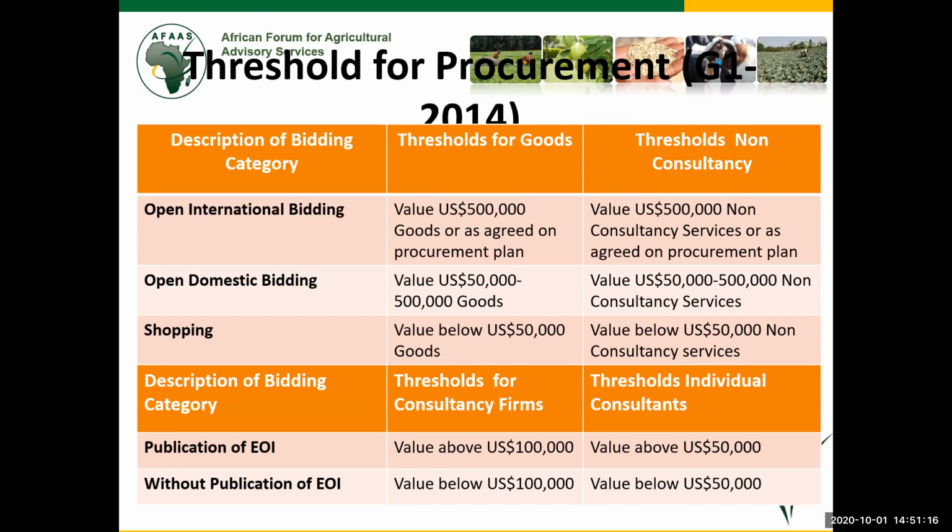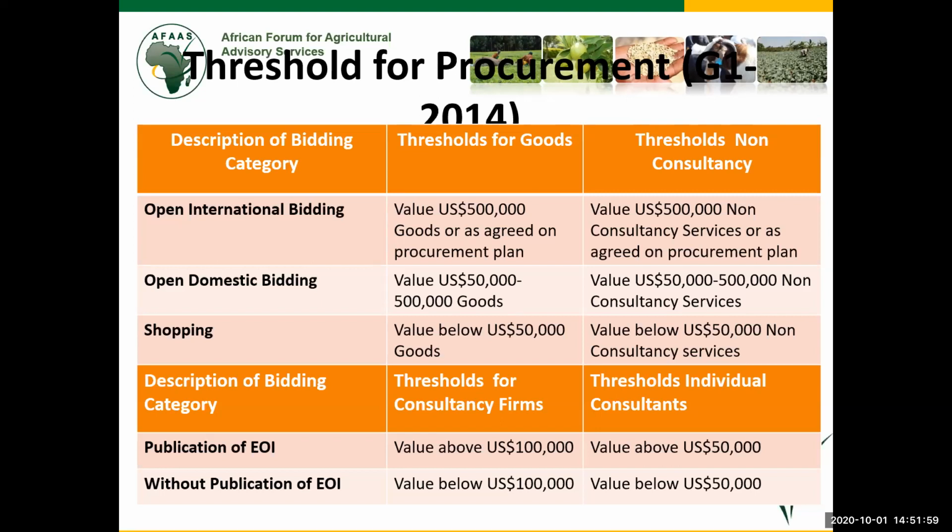So you will discover that when you go to the approved procurement plan, you will always see in the goods national shopping. And why that method? Because of the threshold. Now there is a category of publication of expression of interest. Once an expression of interest is above $100,000 for firms and above $50,000 for individual consultants, it must be open. In other words, you have an advert of an expression of interest in the papers.